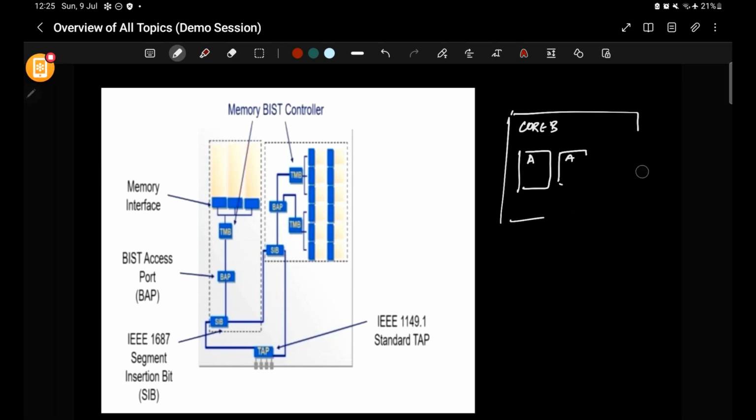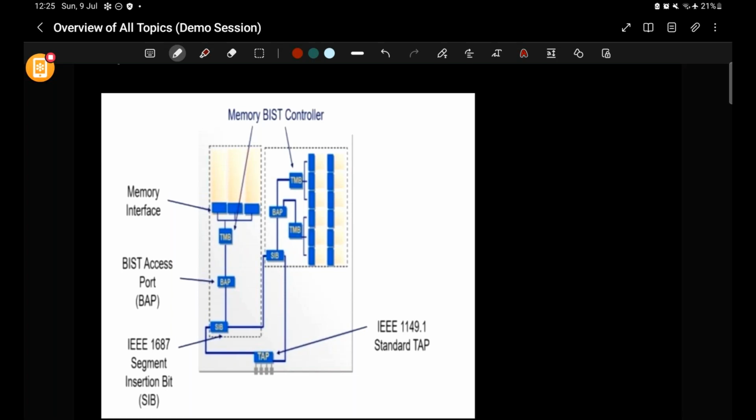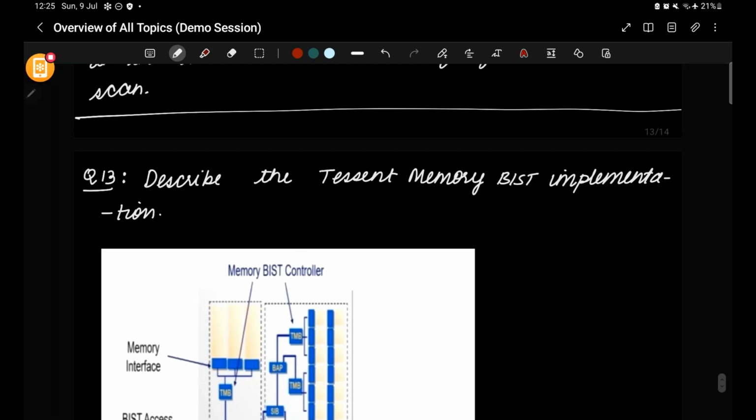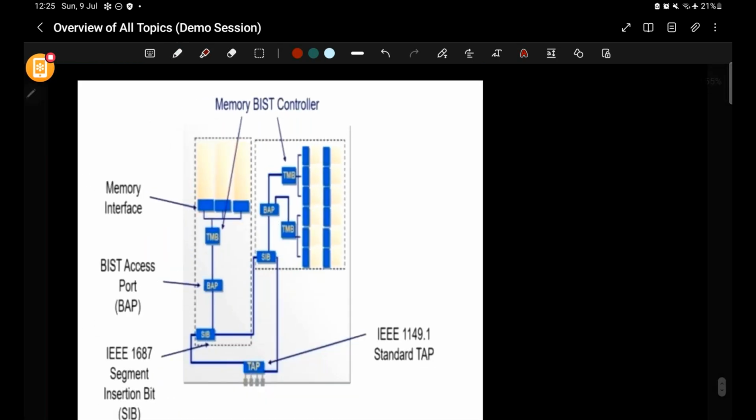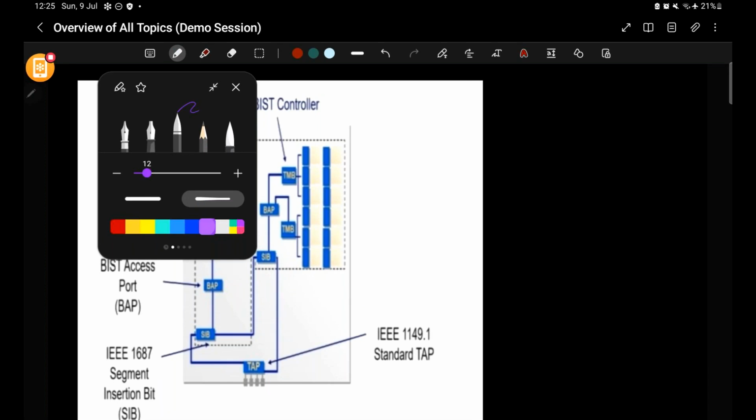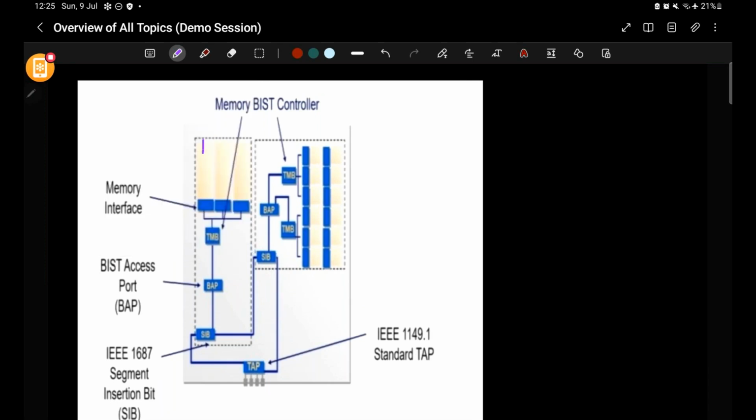So in order to understand all these things, you need to understand the architecture of JTAG and how JTAG will internally control the static signals. So we will cover it when we are dealing with our original course. So basically, describe the decent memory BIST implementation. So you need to give this answer. So basically, this orange color portion, what you see here, these are the memories.